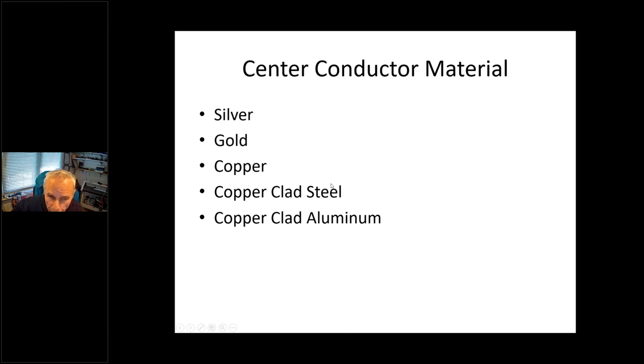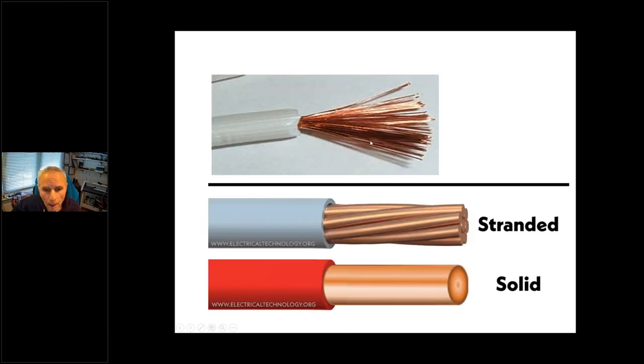Steel adds strength if you're stretching it over a distance. Aluminum makes it lighter weight. Here's an example of a stranded and a solid wire. Stranded wire is much more flexible. Solid wire, again, you don't want to be moving it a lot. You don't want to be putting flexibility into it.